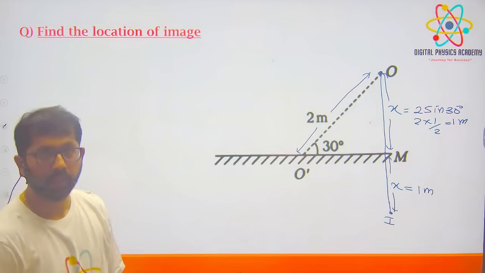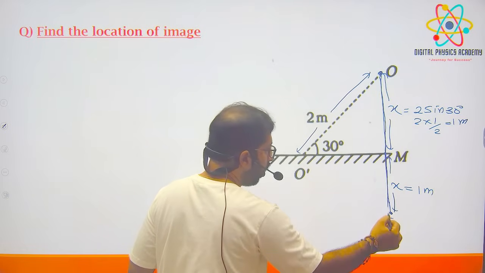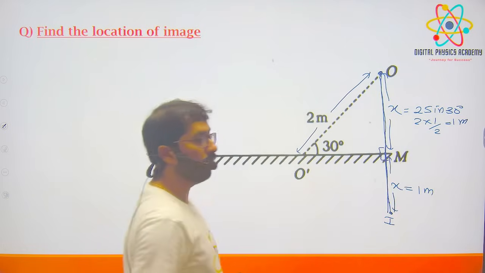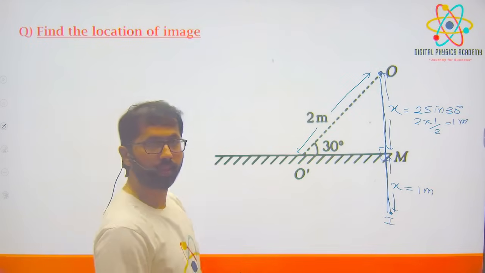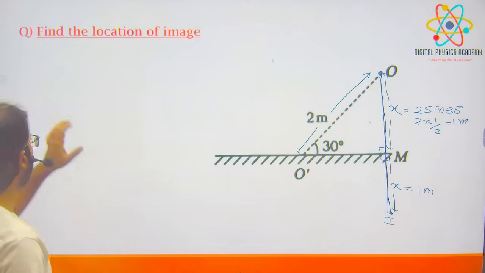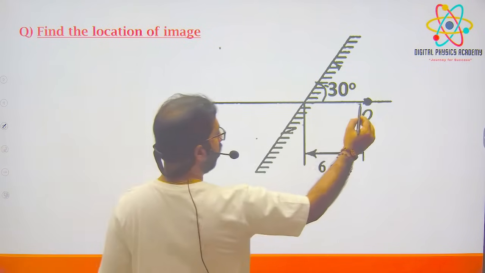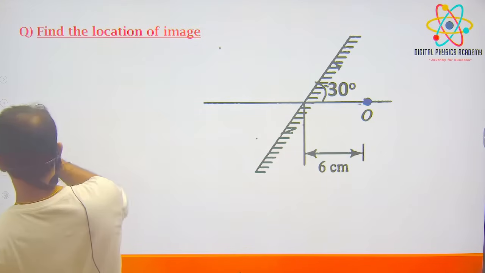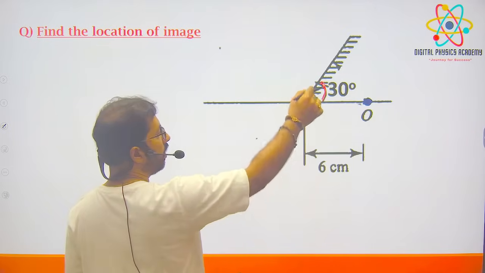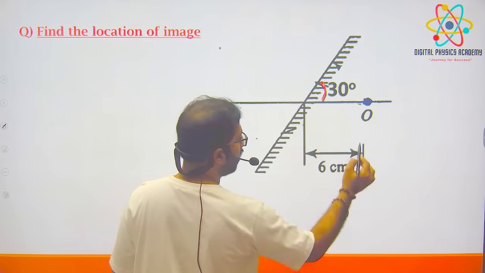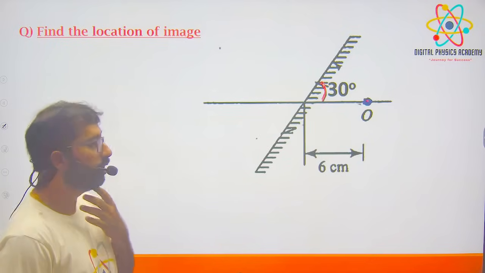Okay, understood? And see the line joining the object to the image is always perpendicular. Then only this will happen. You have to draw perpendicular distance, then only try to find distance. Understood? So next question. Dekho, find the location of image. Here I place an object. The mirror is 30 degrees में with the horizontal surface, and the object is placed 6 centimeters from here. So आपको location of the image चाहिए. Image कैसा आएगा? So आपको क्या करेंगे?